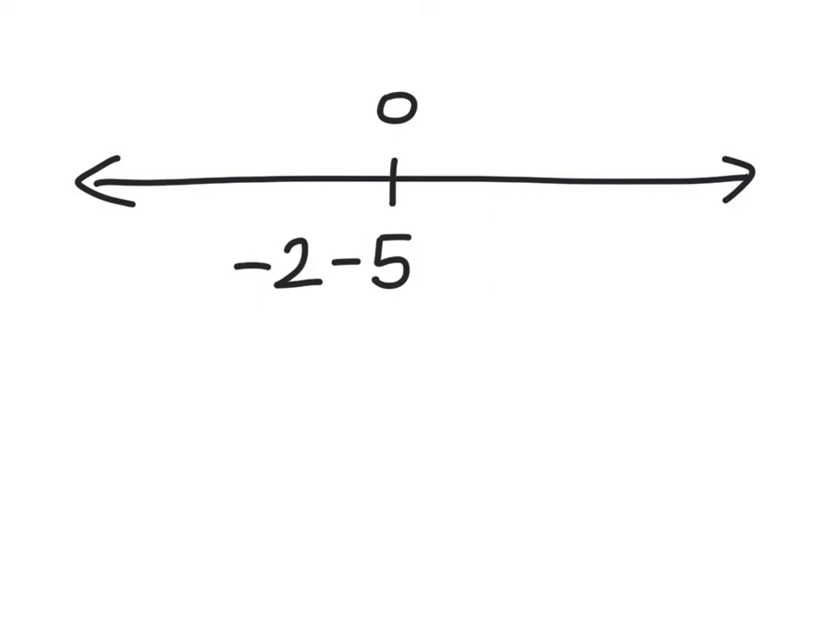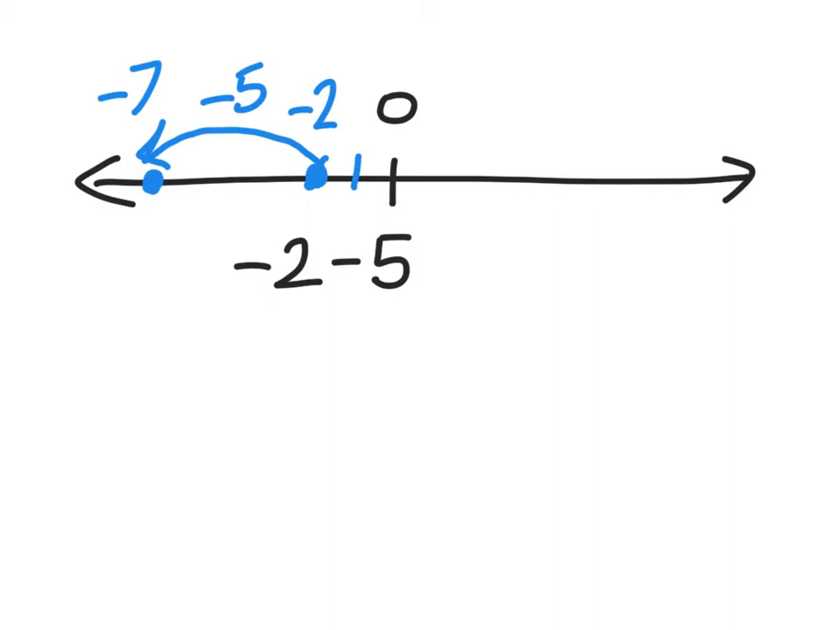Alright, so here we have a similar expression, but it's a little different. We're starting off at negative 2, and we're subtracting 5 again. So we'd be moving 5 in the negative direction. Now where would that put us on the number line? Where would we end up? That's right, we'd end up at negative 7.